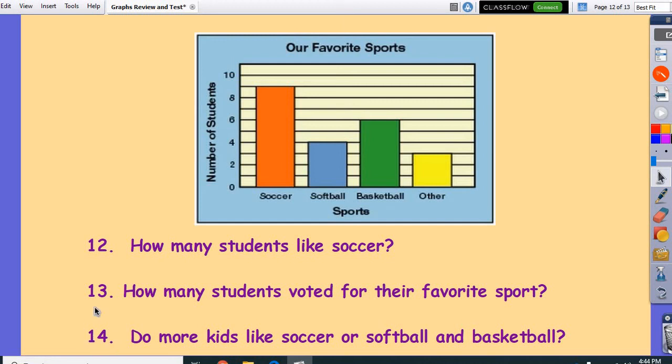Number 14. Do more kids like soccer or softball and basketball?